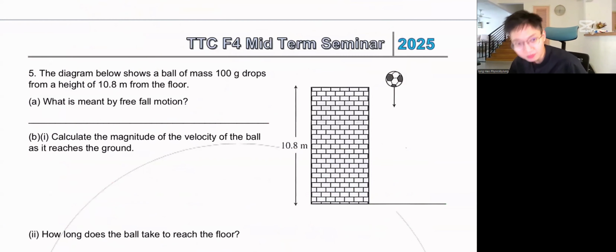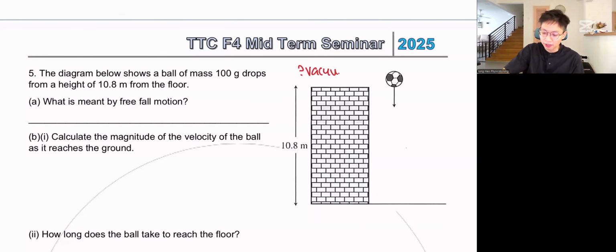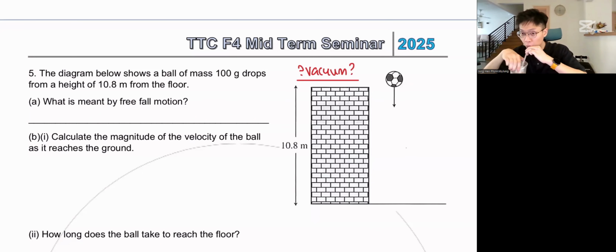The diagram below shows a ball of mass 100 grams dropping from a height of 10 meters from the floor. So what is meant by free fall? Wait, hang on first. If the exam gives me this question, how do I know this ball is dropping in vacuum or not? So what do you think, guys? Is this vacuum or not? Is this falling through vacuum or not?